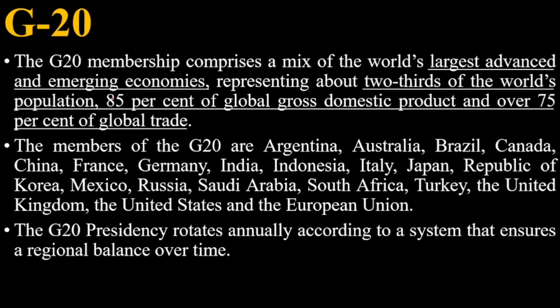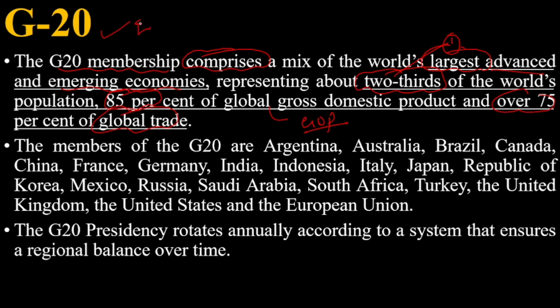So let me give you some information about G20 and the Paris Club. See, G20 is the world's largest grouping of advanced and emerging economies, because its members consist of such economies. You can easily come to know because it represents two-thirds of the world's population, 85% of the global GDP and over 75% of the global trade, which means it is a very, very powerful economic organization.